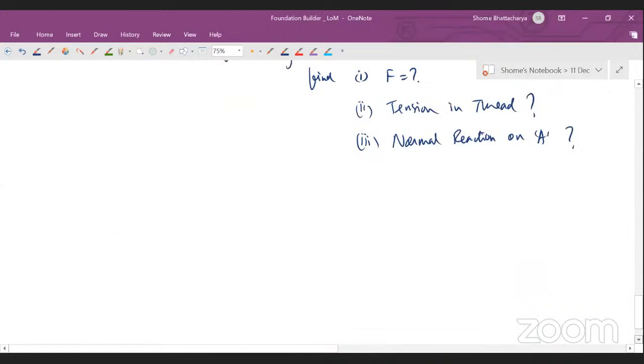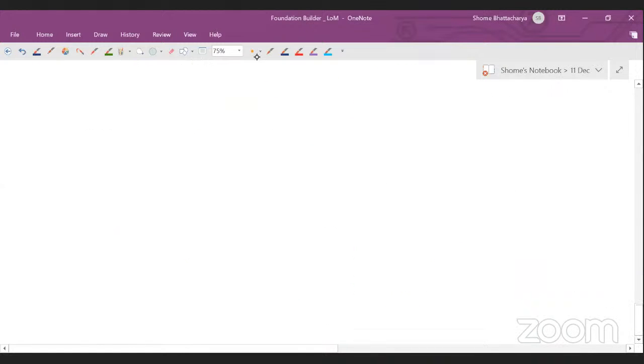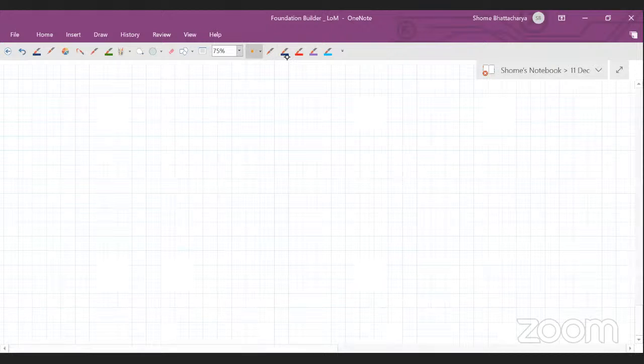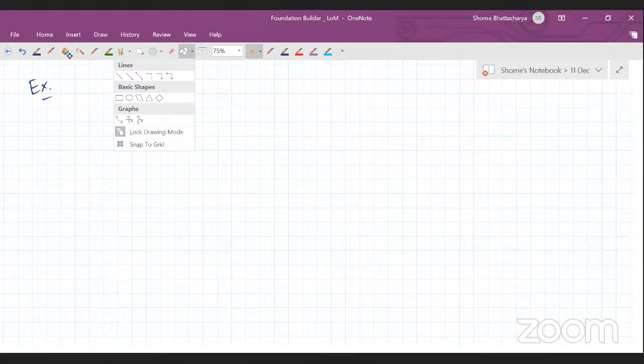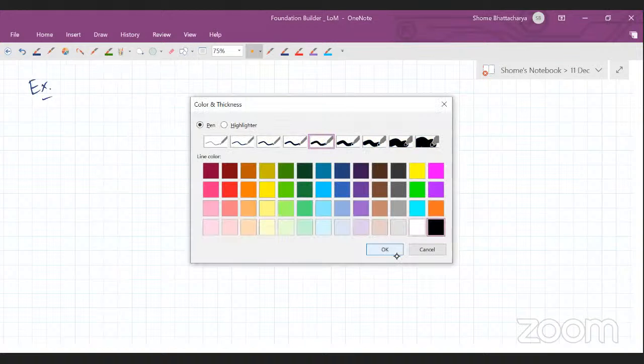Okay, let's move on to the next question. Now I'm moving on to a question in H.C. Verma. We'll do some of the H.C. Verma questions. So when you go through the exercise later, you can see.